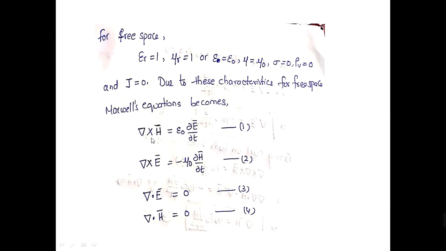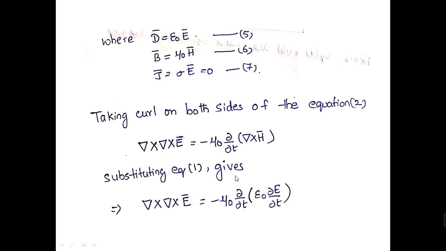magnetic field. You can see del cross H is equal to epsilon dou E by dou T, del cross E is equal to minus mu naught dou H by dou T, del dot E equal to 0, del dot H is equal to 0. These are the Maxwell's equations for free space, where electric flux density is equal to epsilon E, magnetic flux density is equal to mu naught H, and current density is equal to sigma into E. Since it is a free space, current density is 0.